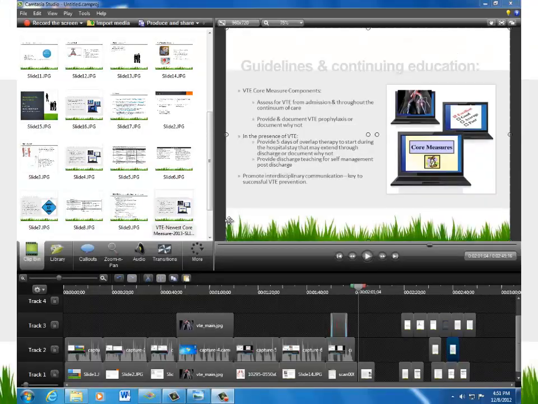Expectations of the VTE core measure are listed here. Every patient should be assessed for VTE upon admission and throughout the continuum of care. If there is a need, we have to provide and document VTE prophylaxis, or document why not.